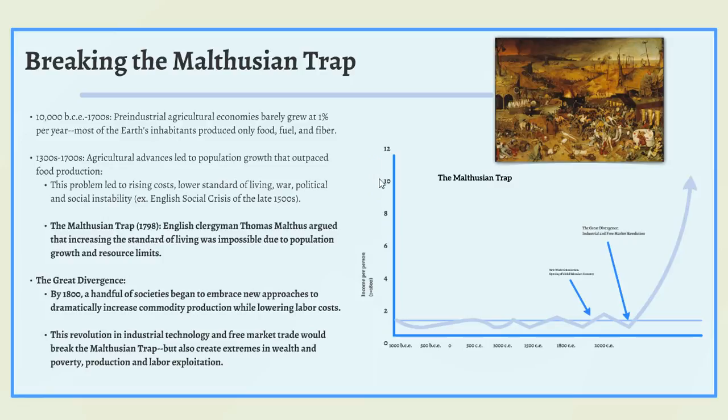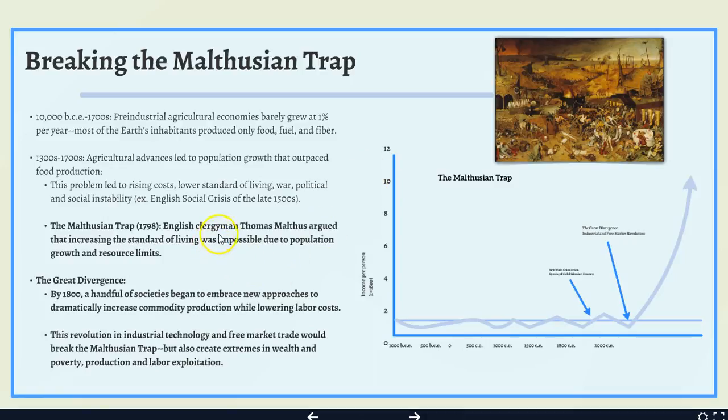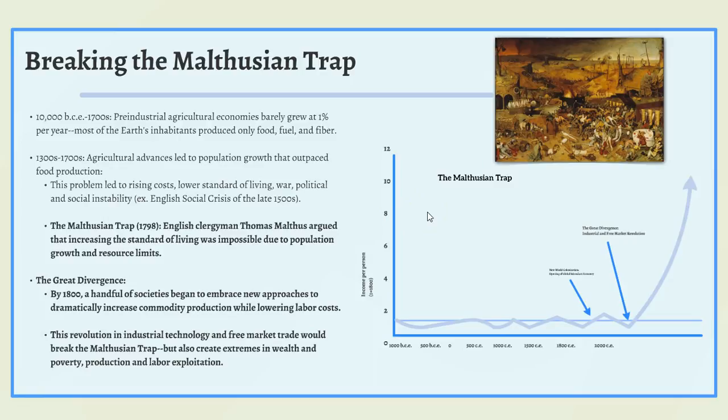It's such a problem that by 1798, we have an English clergyman and a political economist named Thomas Malthus, who, assessing the situation in England proper, argues that basically the standard of living will never actually increase. In fact, it'll probably go down because population growth so surpasses the access to resources that the society has.